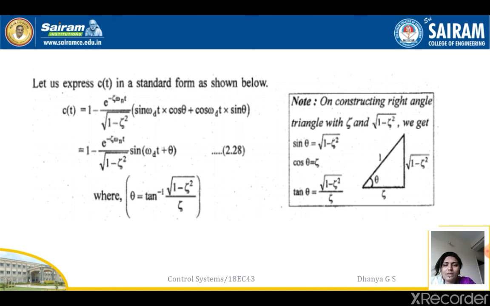C of t is equal to 1 minus e power minus zeta omega n t divided by root of 1 minus zeta square into (sin omega d t into cos theta plus cos omega d t into sin theta). This is nothing but sin a cos b plus cos a sin b, so that we can write it as 1 minus e power minus zeta omega n t divided by root of 1 minus zeta square into sin (omega d t plus theta), where theta is nothing but tan inverse of root of 1 minus zeta square by zeta.